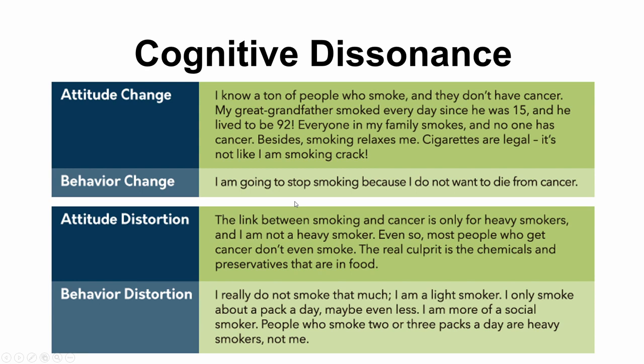And luckily, I just realized I did put in this part of the slide where we have a better example than my orange juice versus grape juice example. So let's look at smoking. So we can look at changing either our attitude or behavior in terms of smoking, or distorting our attitude or behavior in terms of smoking. So if you're smoking, but you also know that it's not good for you, then maybe you're going to have an attitude change. So I know a ton of people who smoke and they don't have cancer. So instead of saying that you're going to change your behavior of smoking, you're going to say, well, I know lots of people who smoke. They smoke a lot more than me and they're fine.